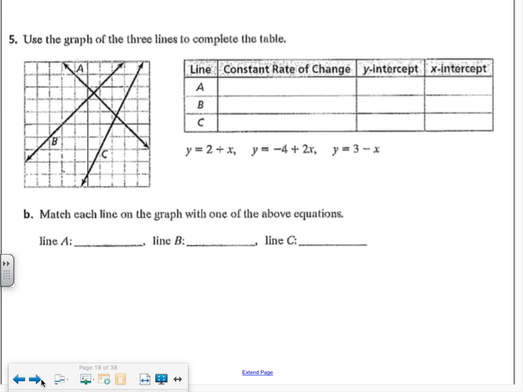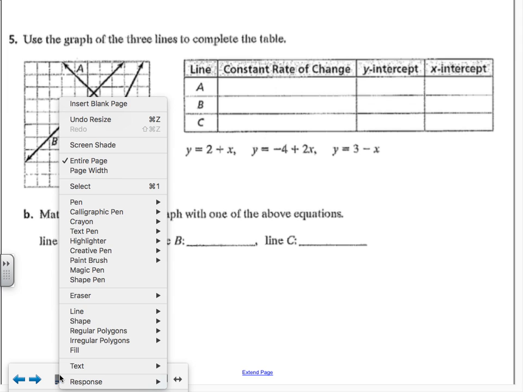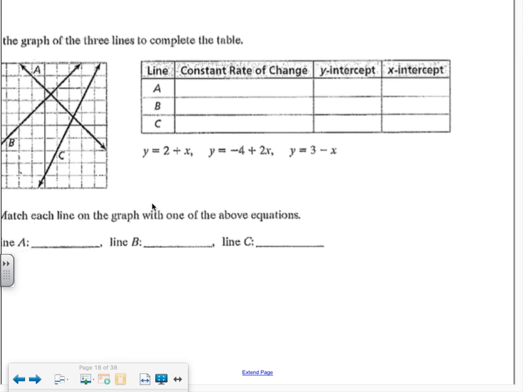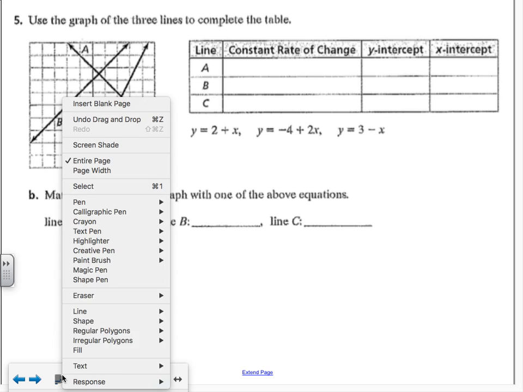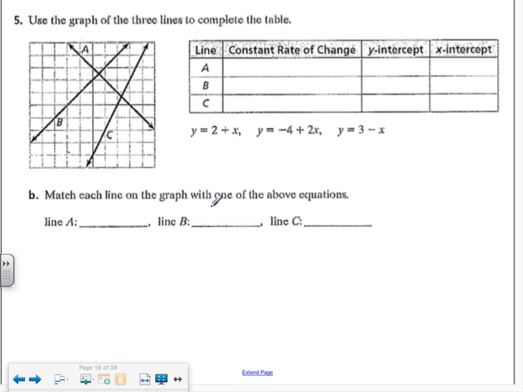5, I'm going to use the graph of the 3 lines to complete that table over there. A, what is the constant rate of change? Well, if we look at A, we can look right here. As x increases by 1, y decreases by 1. Okay? As x increases by 1, y decreases by 1. So we can say the rate of change for A is -1.